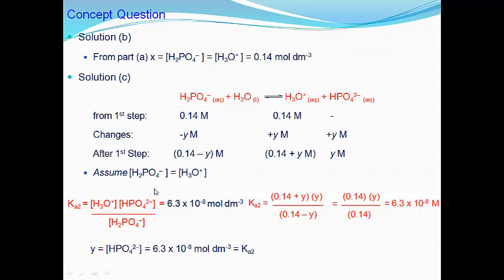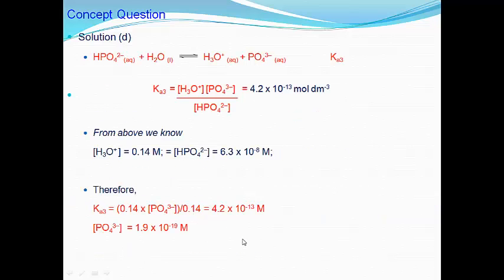The reason why is because if we assume that the concentration of H2PO4 minus is equal to the concentration of H3O plus, then these two values cancel, and the concentration of HPO4 2 minus is equal to Ka2, which is equal to 6.3 times 10 to the minus 8 mole per dm cube. What about the concentration of PO4 3 minus? Again, we write out the equilibrium, and we say that Ka3 is equal to the concentration of H3O plus times the concentration of PO4 3 minus over the concentration of HPO4 2 minus, which is equal to 4.2 times 10 to the minus 13 mole per dm cube.